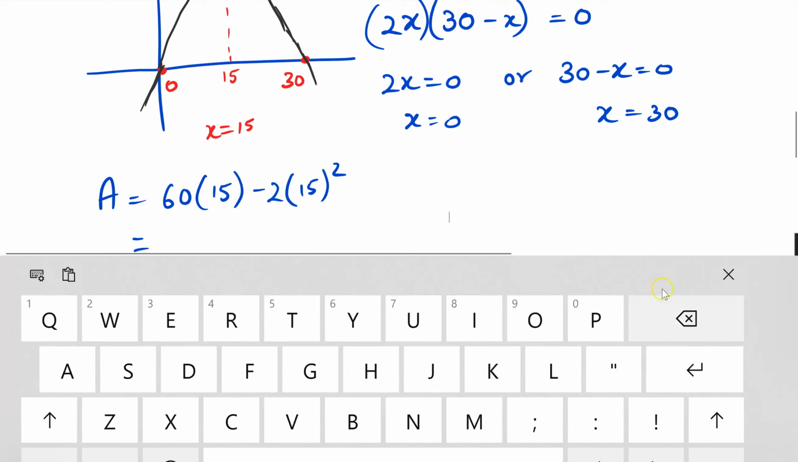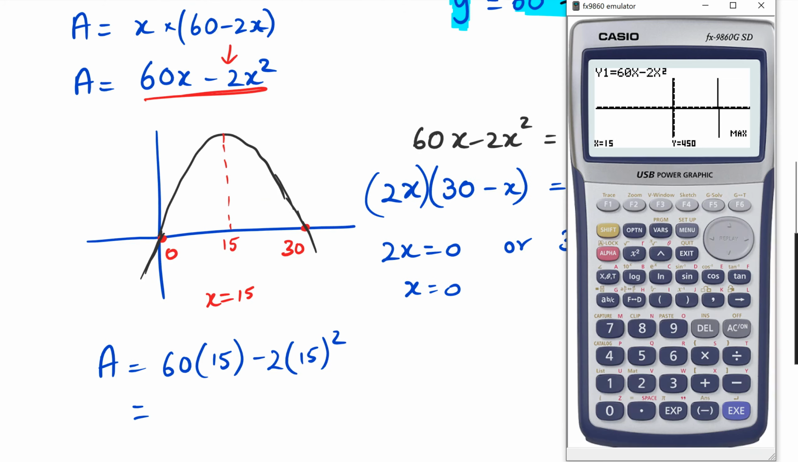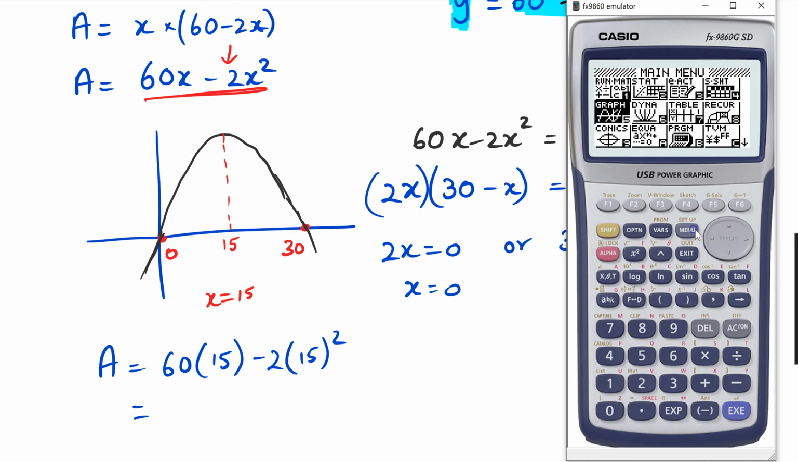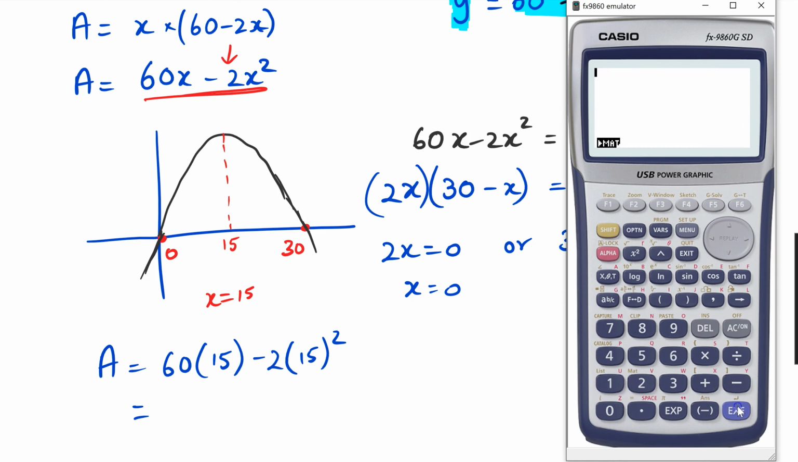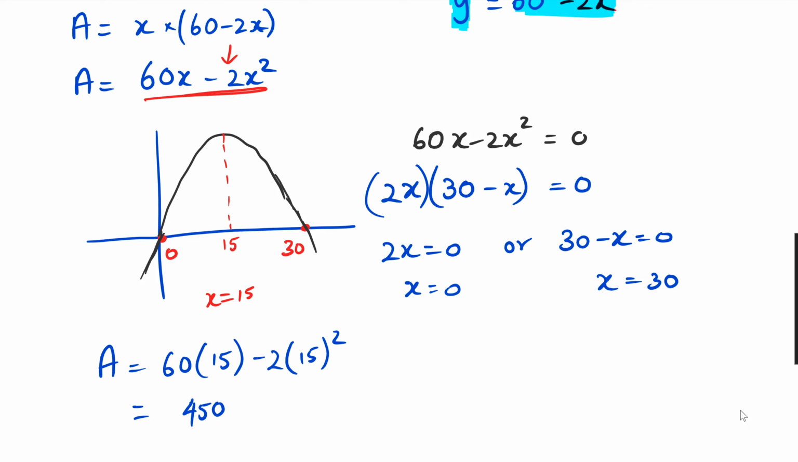So going back to the calculator, remember how it came out as 15 and 450? Well, let's go back to menu and try what happens with just the numbers. So we've got 60 times 15 minus 2 times 15 squared. And as you can see, the area is equal to 450. All right, so that's one way of doing this with algebra.